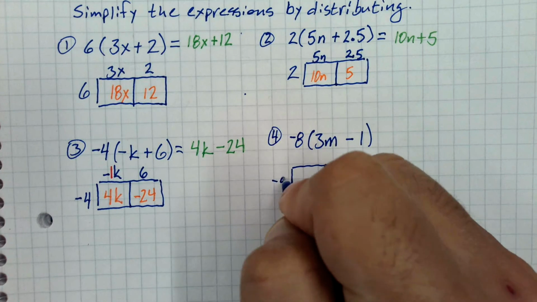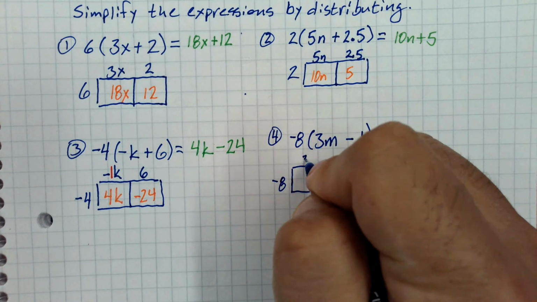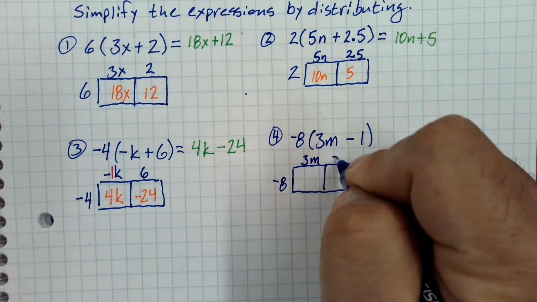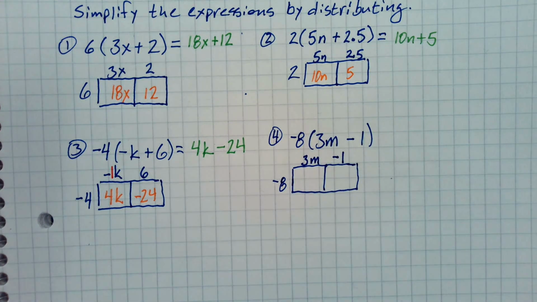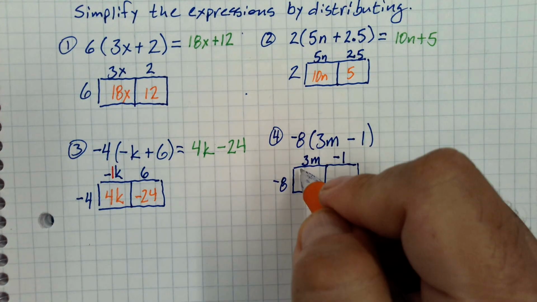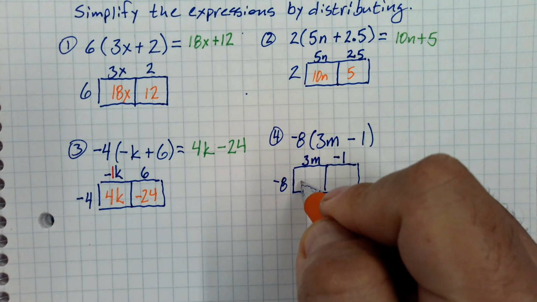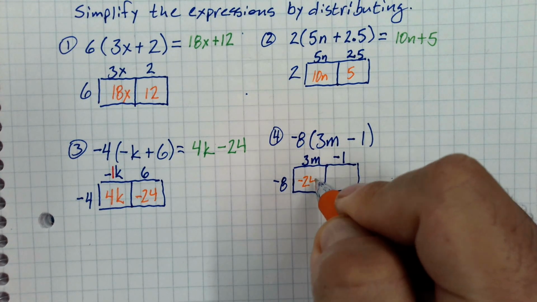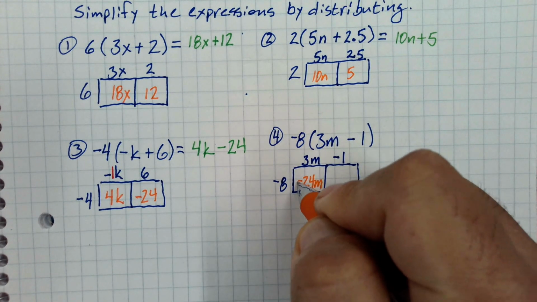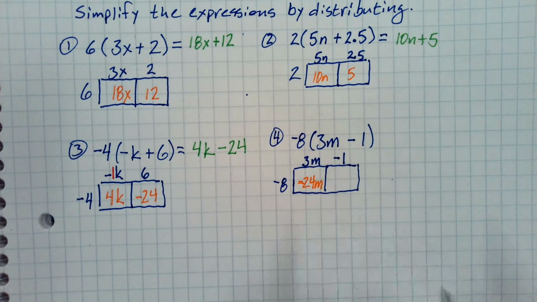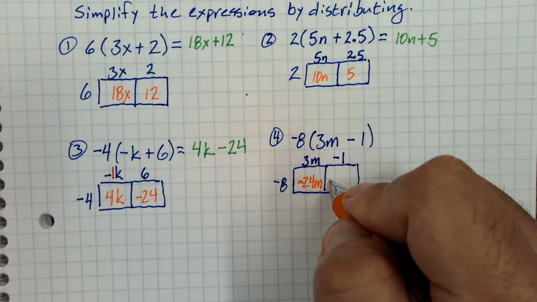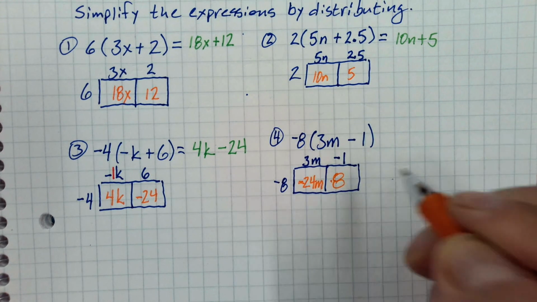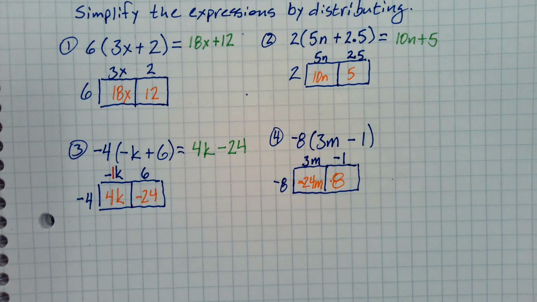So negative 8, 3m. Negative 24m times plus 8. Plus 8. Negative 24m. 24m plus 108. Negative times negative is positive. So that's just 8. Negative 24m and positive 8.